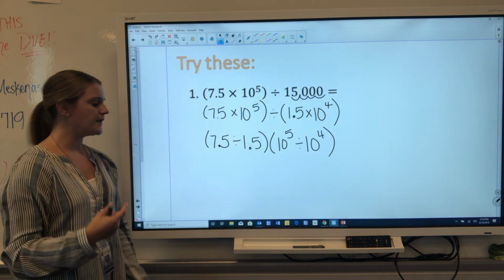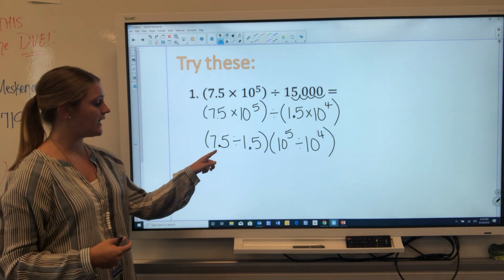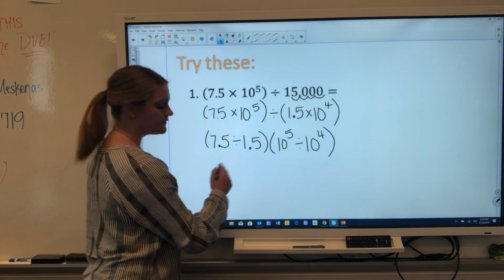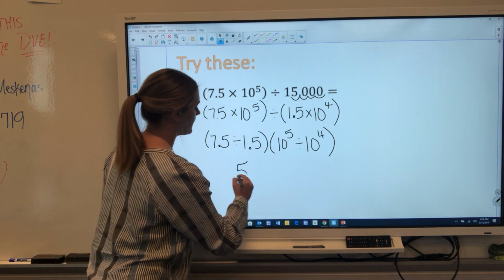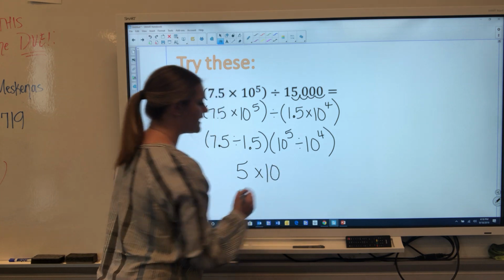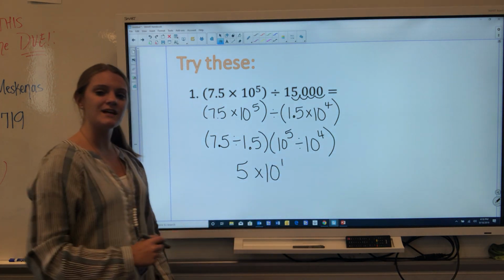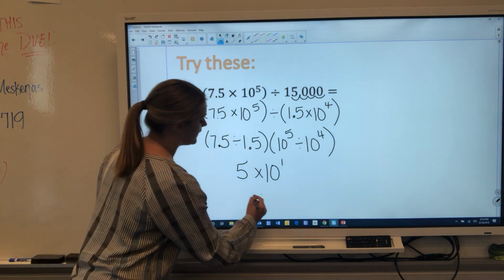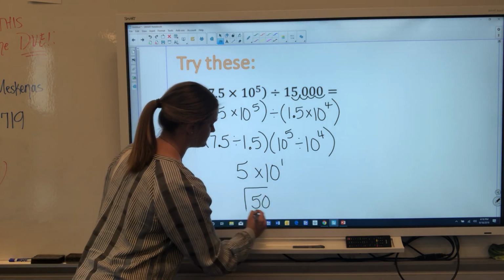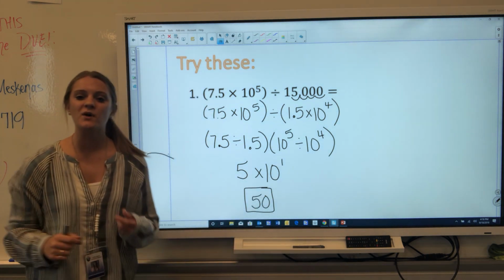All right, now I'm going to divide. 7.5 divided by 1.5 gives us 5. And we're going to multiply that by a power of 10. We're dividing. Quotient rule means subtract. So 5 times 10 to the 1st power, or I can just say 50. We'll do a lot of practice in class.